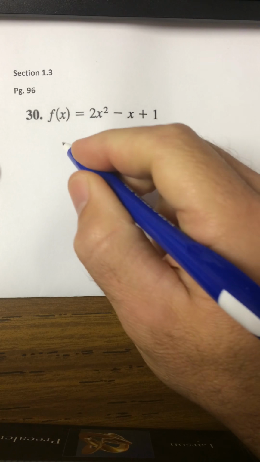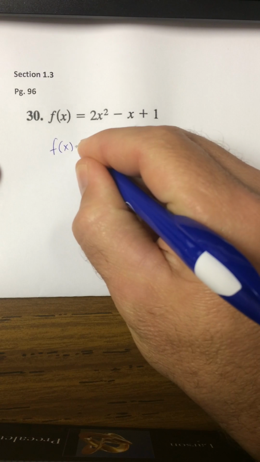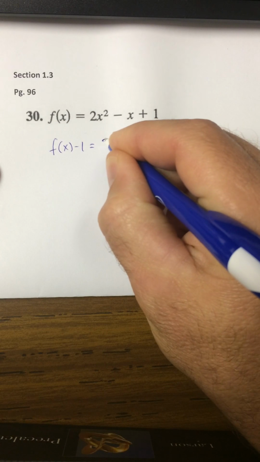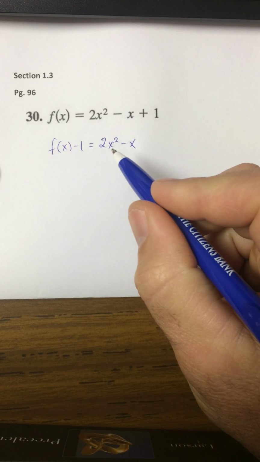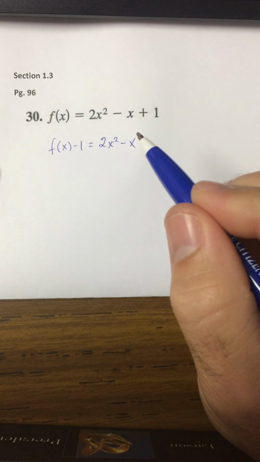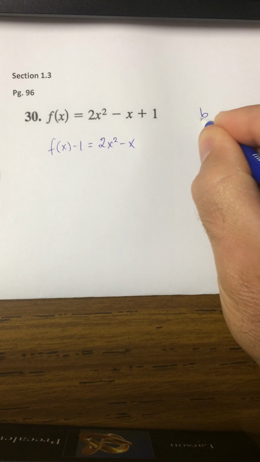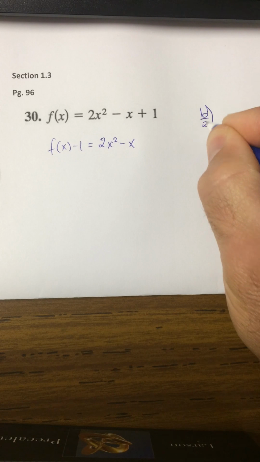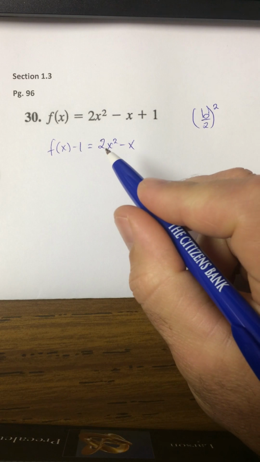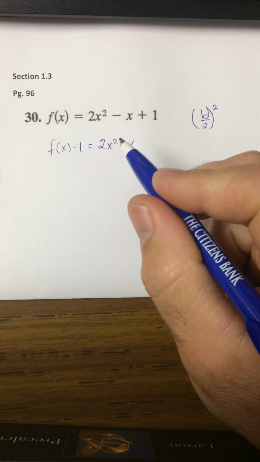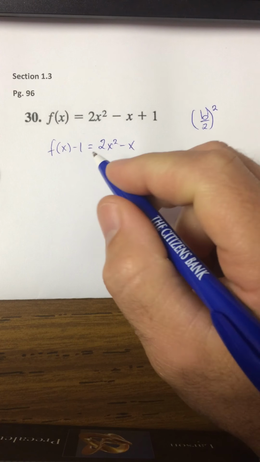I'm going to bring this 1 to the other side. So f of x minus 1 equals 2x squared minus x. Now I'm going to go ahead and continue to isolate the x's. I cannot do the rule for completing the square, which is b over 2 squared. I cannot apply that rule until I have just x squared. Okay, so you can't apply this right now. So I've got to pull that 2 out in front.